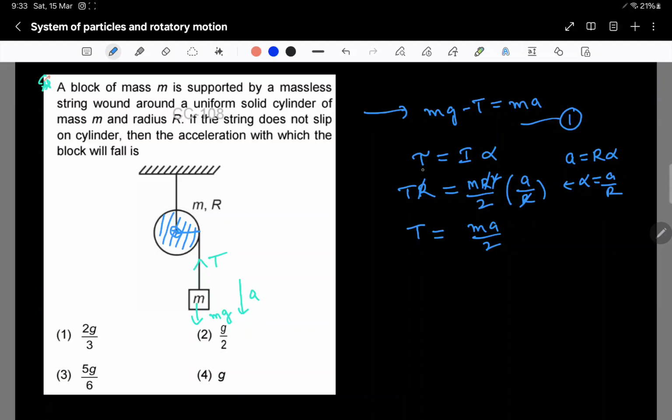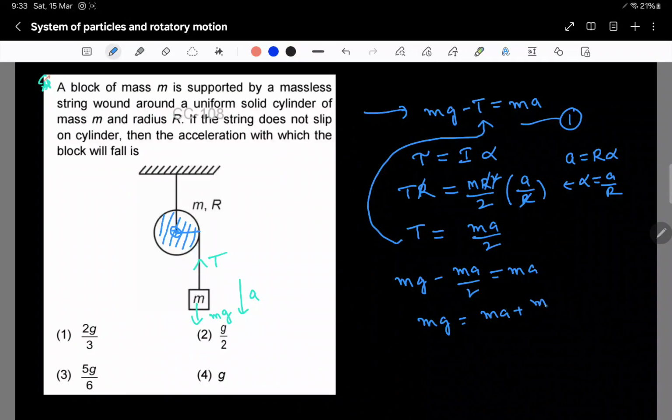So in rotational motion, torque tau equals I alpha, and from that we calculated the tension. Substitute this tension in equation 1: mg minus ma by 2 equals ma. So mg equals ma plus ma by 2, normal simplification. 2ma plus ma is 3ma by 2. So m is cancelled, students. Acceleration a equals 2g by 3. So this is option 1, students.